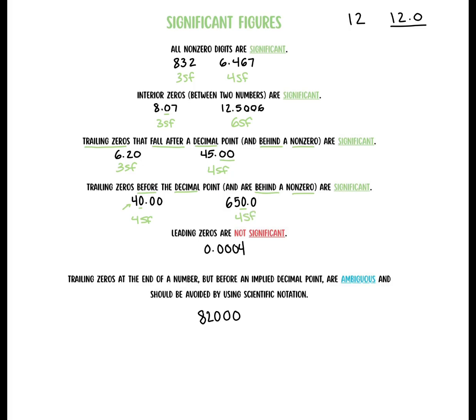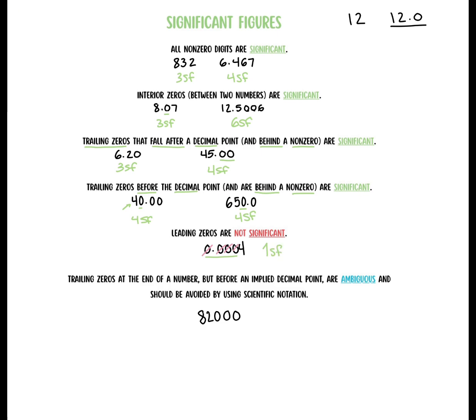Let's look at rule number 5. Rule number 5 states that leading zeros are not significant. Leading zeros are the zeros that go in front of a non-zero. These leading zeros are not significant, so they do not matter. So we ignore them, and we're only left with 1 significant figure, which is 4.